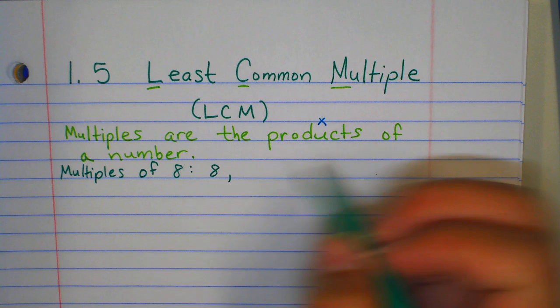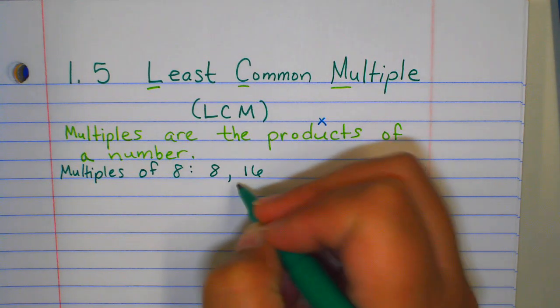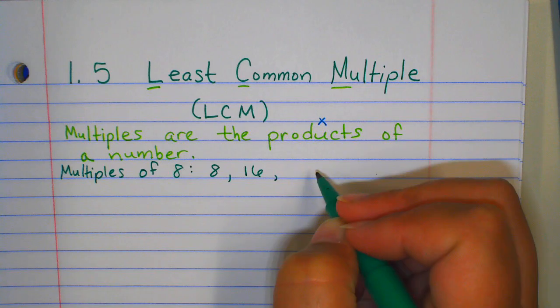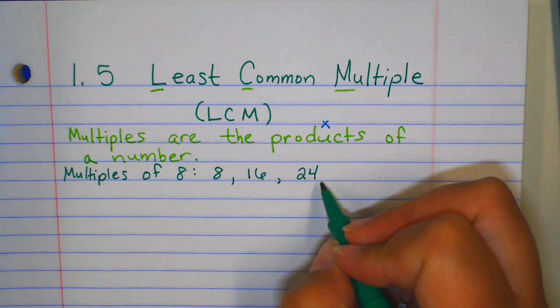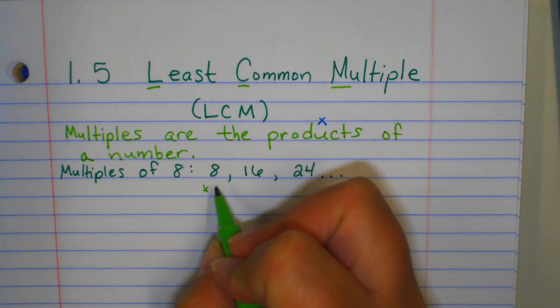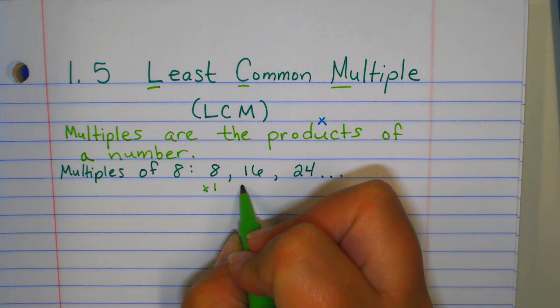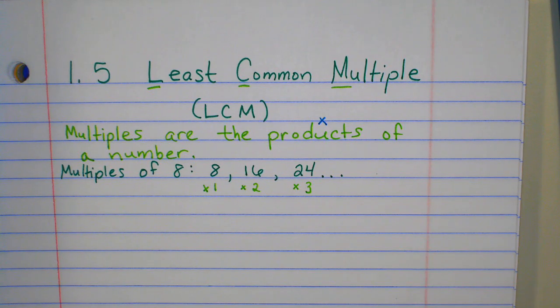Then I could go down the list. If I multiplied 8 by 2, I would get 16, so that's a multiple. If I multiplied 8 by 3, I would get 24, that's a multiple. And I'm going to put dots to mean that they will go on pretty much forever, because I could multiply that number by any whole number in the world and come up with another multiple. So multiples can get big pretty quickly.